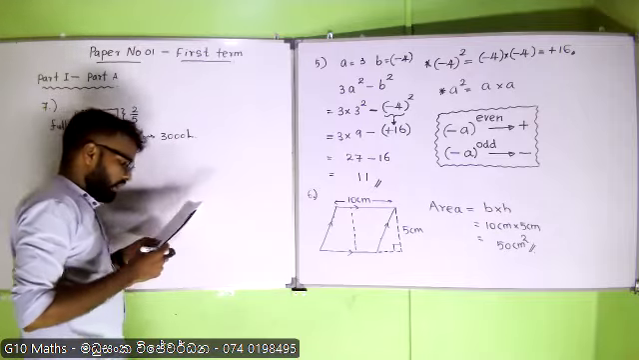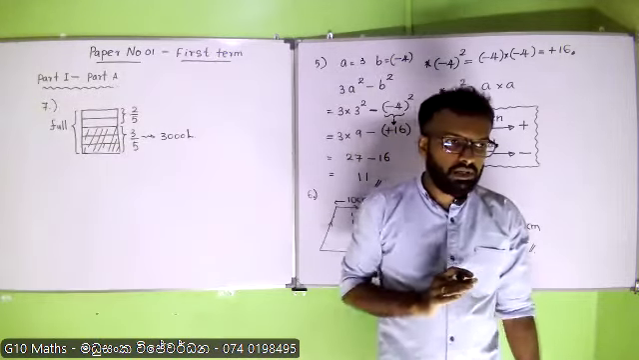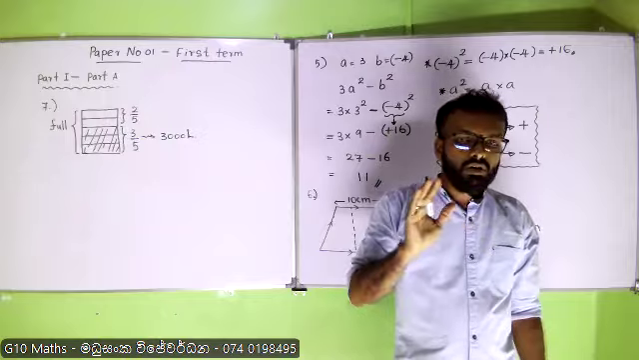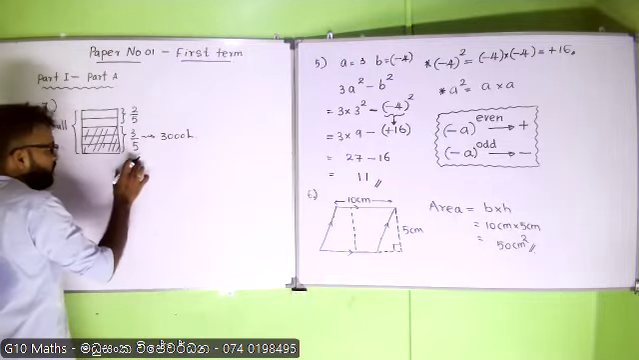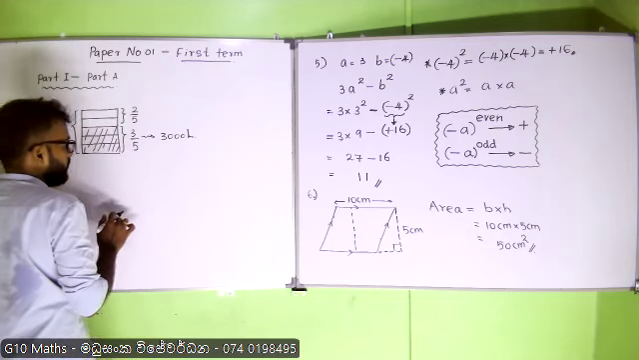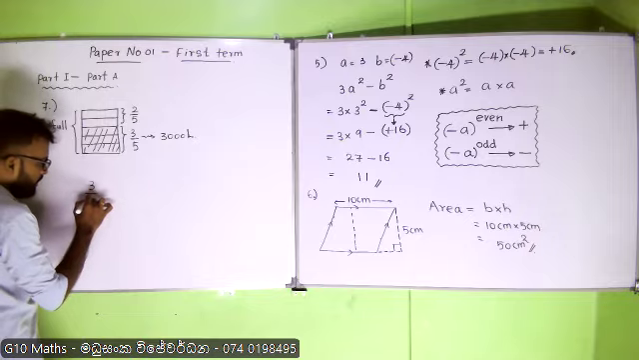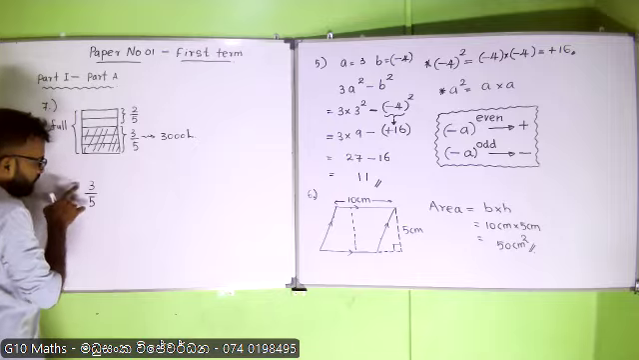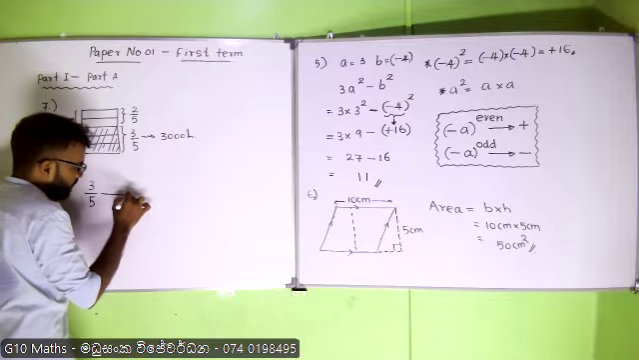Then they are asking what is the capacity of the tank? What is the capacity of the full tank? So you need to understand that 3 upon 5 refers to 3000. I will write it like this: 3 out of 5 is 3000 liters.